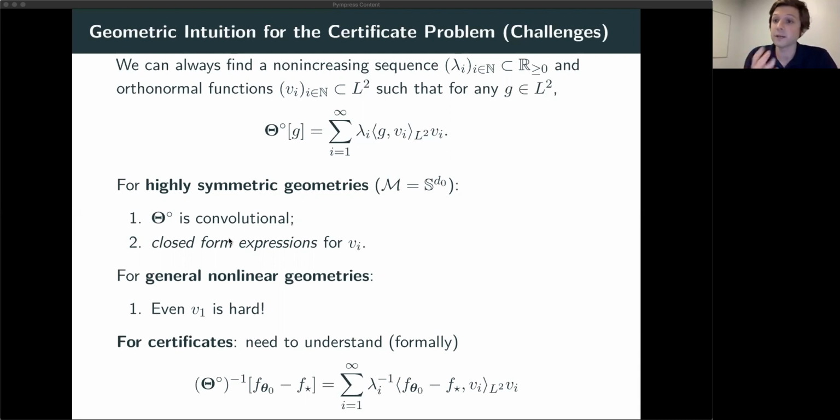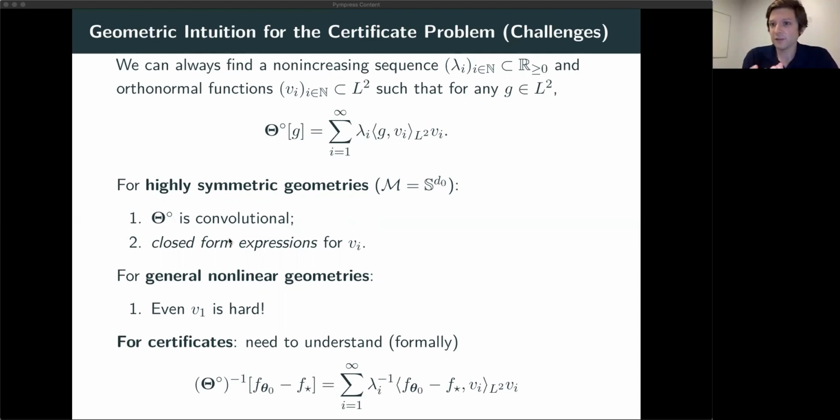literature, is in certain highly symmetric geometries like spheres, you have that this theta operator acts convolutionally because the kernel is rotation invariant on the sphere. And as a result, as I see it, you have closed form expressions for these eigenfunctions, which you can use to compute estimates on inner products of any function of interest with eigenfunctions, and you can figure out the eigenvalues and precise rates of decay for them as well.